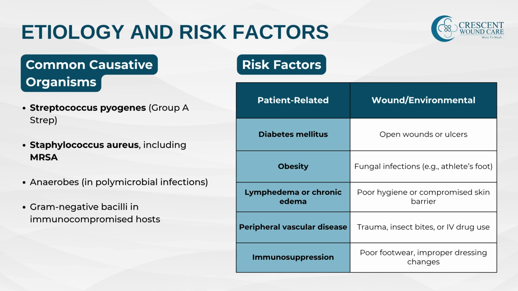Patient-related risk factors include diabetes mellitus, obesity, chronic venous insufficiency, peripheral arterial disease, lymphedema, immunosuppression due to medications or chronic disease. Environmental and behavioral triggers include trauma or breaks in skin integrity, fungal infections like athlete's foot, poor footwear hygiene, inadequate wound care, exposure to contaminated water or animal bites. By identifying these risks early, you can implement preventive strategies, educate your patients, and be proactive in management.